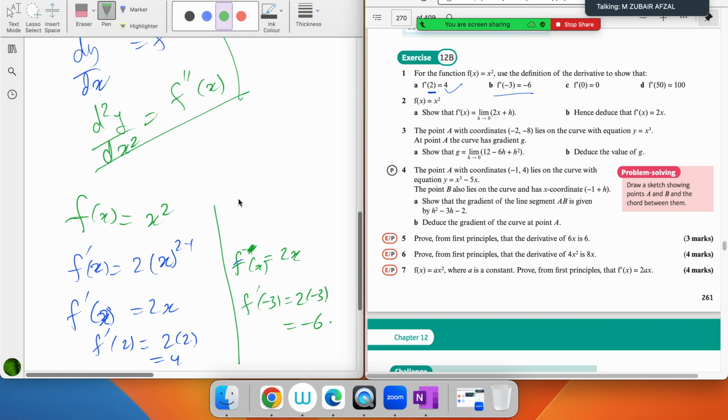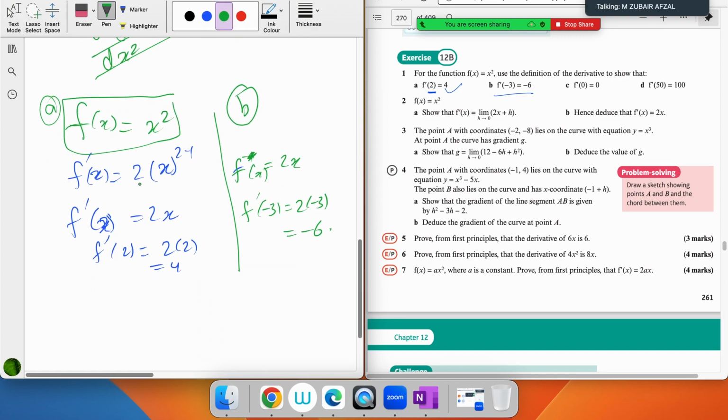Part B is clear? Okay, part A was when f dash is 2. So this was your f of x. You took the derivative. Derivative is f dash x is equal to 2x.